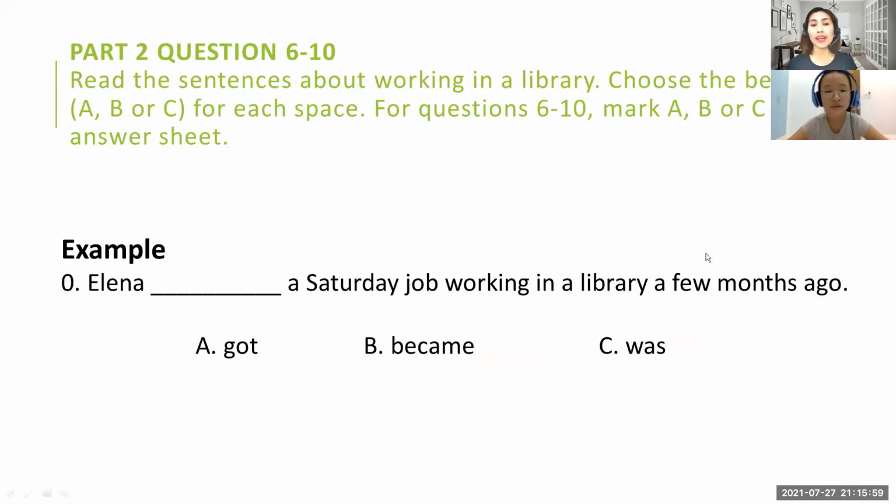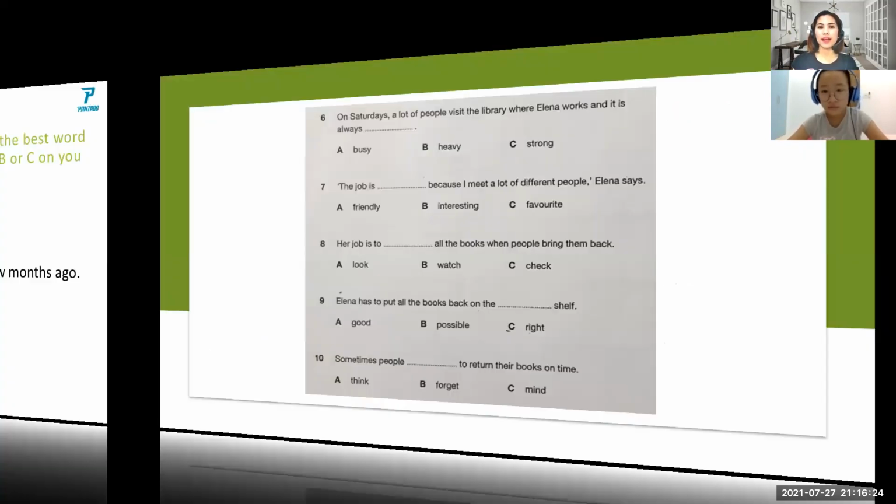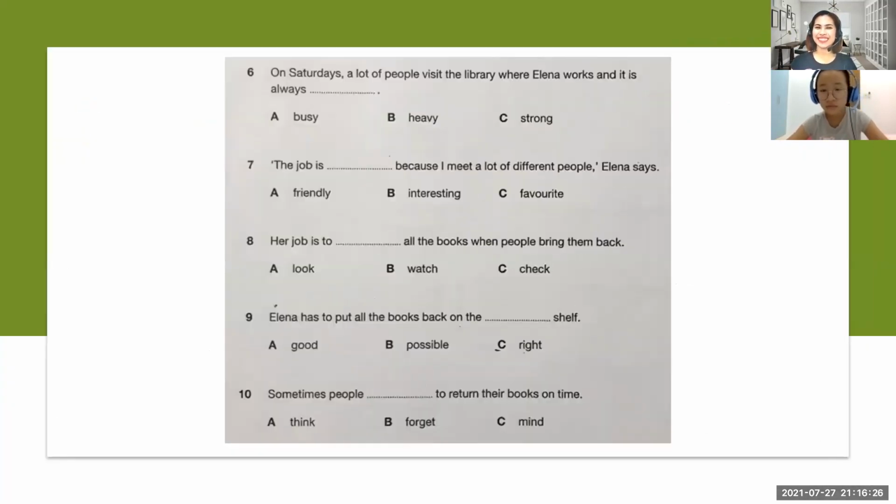Next, part two, read the sentences about working in a library. So this is more like a story. It's continuous, okay? It's all about Elena. Okay, we have one example. Elena got a Saturday job working in a library a few months ago. So she's got a job. Now, let's go to number one. Your turn. On Saturdays, a lot of people visit the library when Elena works, and it is always busy.